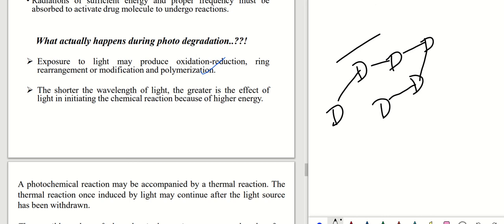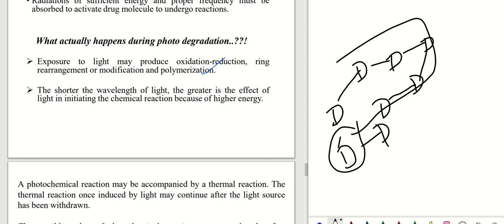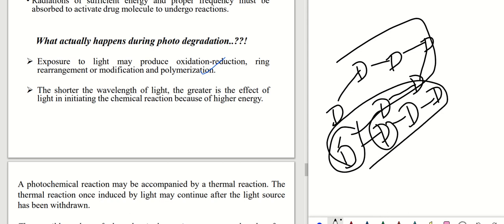So the entire concept of a drug will be changed, because our drug has to be a single moiety, but here it will be existing as a chain. This will have a different activity. So it is actually important for us to protect the drug molecule from being exposed to the light energy.